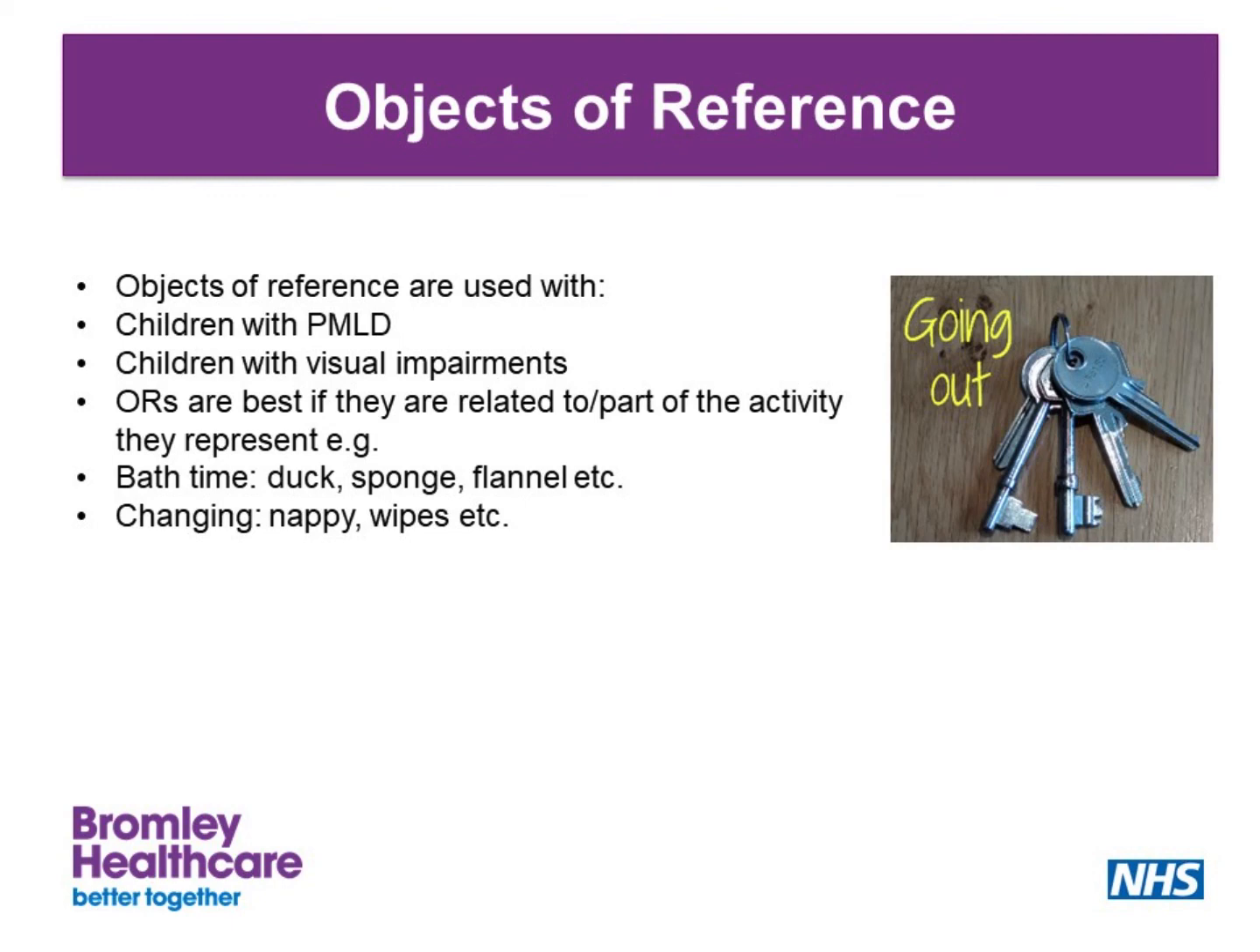Objects of reference are used, as I said, to help make a link between an activity that's about to happen and try and introduce anticipation with the child. For children with a visual impairment, they might also be used as a way of expressing. So a child might choose between two objects of reference to say, this is what I want to play with, Mum.